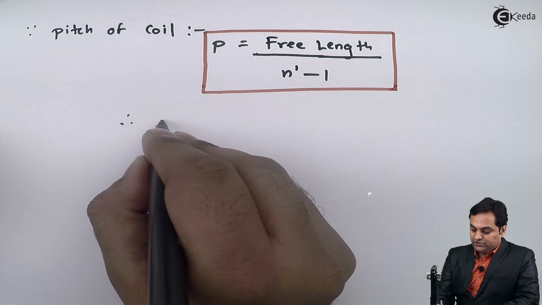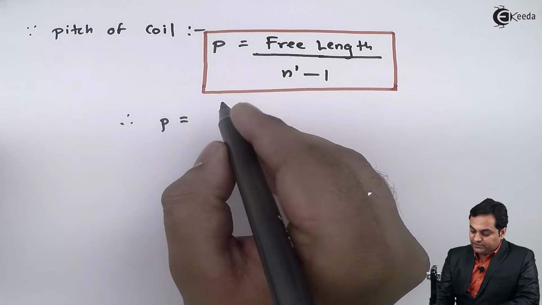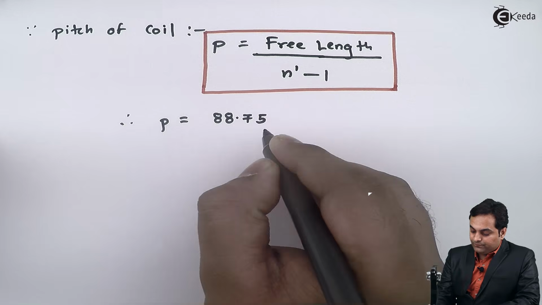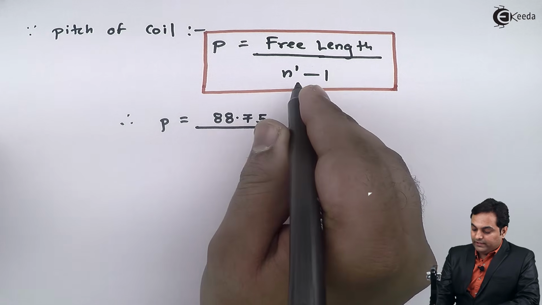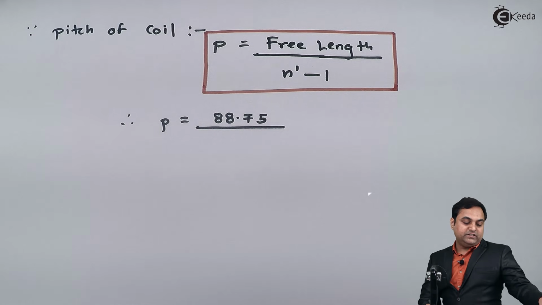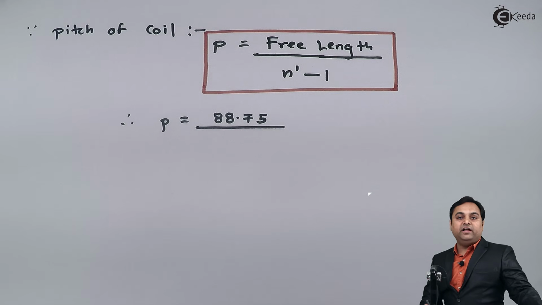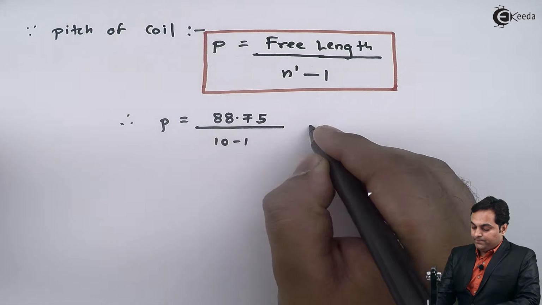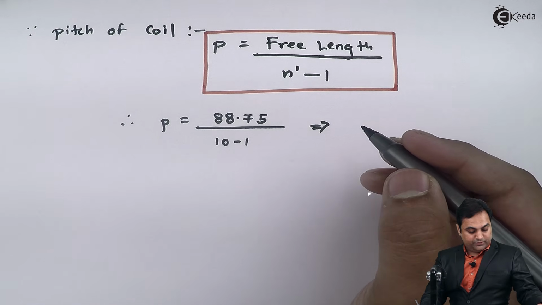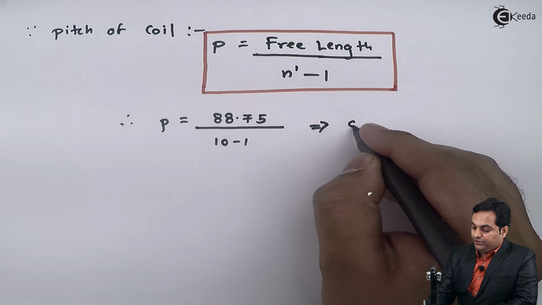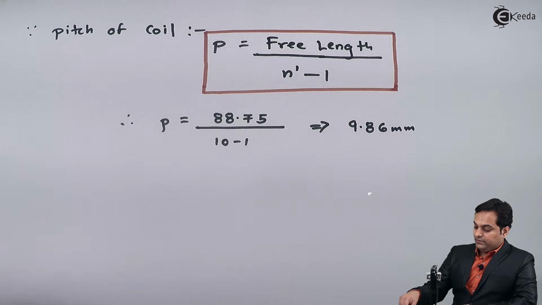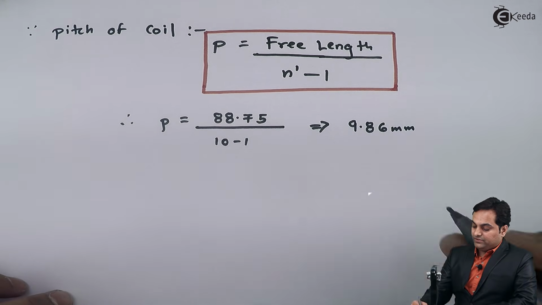Therefore pitch will be equal to free length, which is 88.75, upon n dash minus 1. n dash was the total number of coils and the value was 10. So 10 minus 1, and here pitch comes out to be 9.86 mm. This is the 7th answer for us.